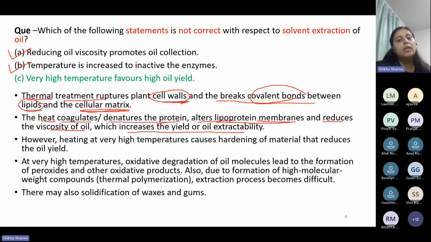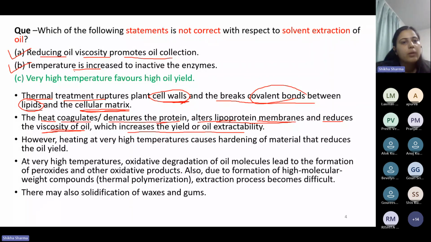obviously if we increase the temperature the viscosity is going to be low. If the viscosity is low, the flowability of oil will increase and we get oil easily extracted out. So for the statement, option A, temperature is increased, reducing oil viscosity promotes oil collection. When we reduce the oil viscosity, it easily flows and our oil yield will increase. So option A is correct.